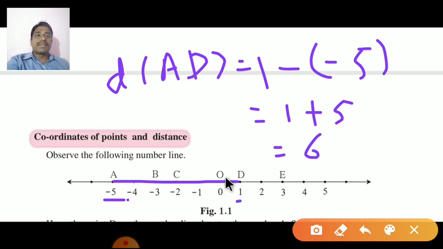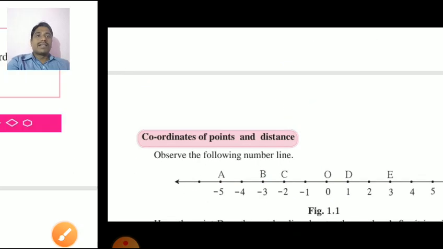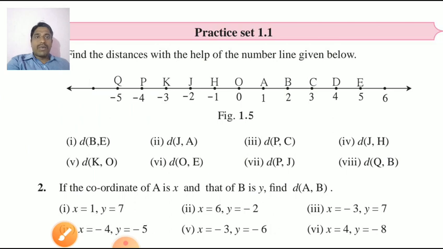Now A coordinate is -5, D coordinate is 1. In this way we can solve some examples on practice set 1.1. Question number 1, find the distance between the two points in the given line. And second question, the coordinate of point A is x and the coordinate of point B is y. We have to find distance AB. That means the coordinate of A is x, that means 1, and the coordinate of B is y, that means 7. We find the distance AB is 7 minus 1, that means 6. In this way we solve question number 1 and question number 2 from practice set 1.1.